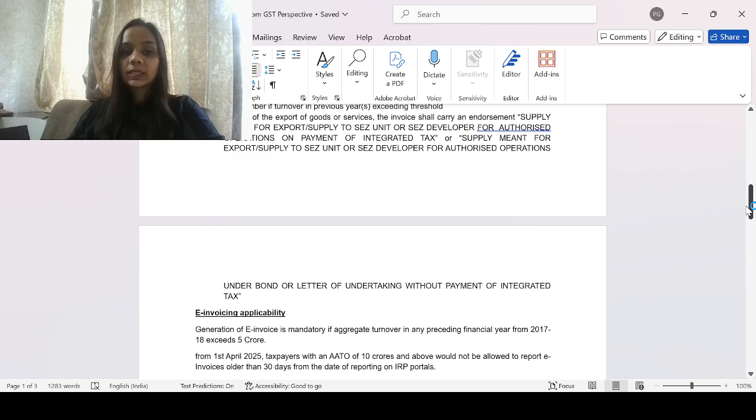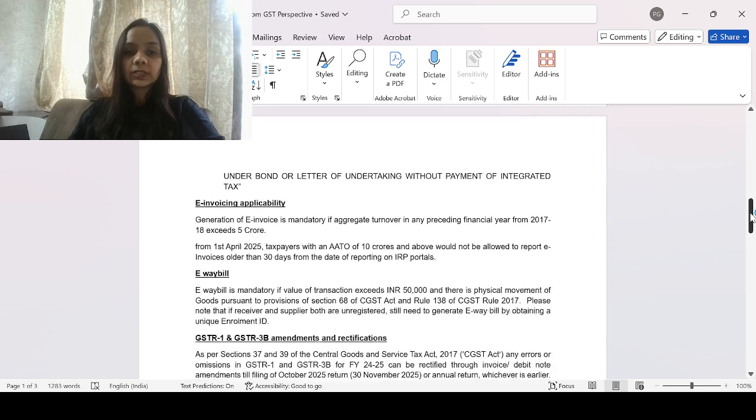Next is e-invoicing applicability. If your turnover has exceeded the threshold in any financial year from 2017-18 onward, then it is mandatory to generate the e-invoice IRN code from the government portal. Hence, we should initiate the e-invoicing registration, and if we want to configure our software, we should initiate that process so that we do not rush from 1st April 2025. We should check whether e-invoicing is applicable to us or not, and analyse this with proper due diligence.